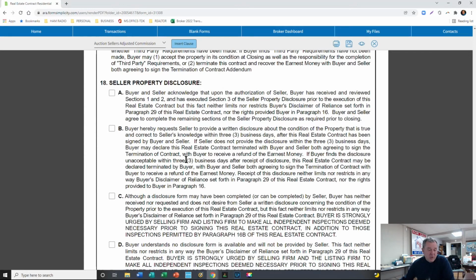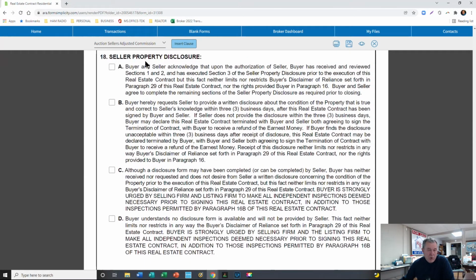Seller property disclosure. This has gotten way more involved this year. There's a lot more interactions. So there's the seller property disclosure, and you'll check A, B, C, or D.